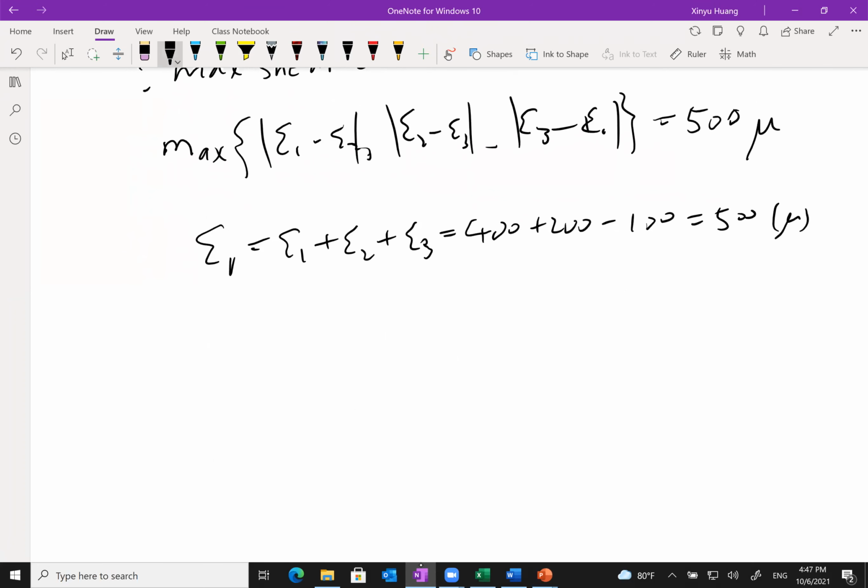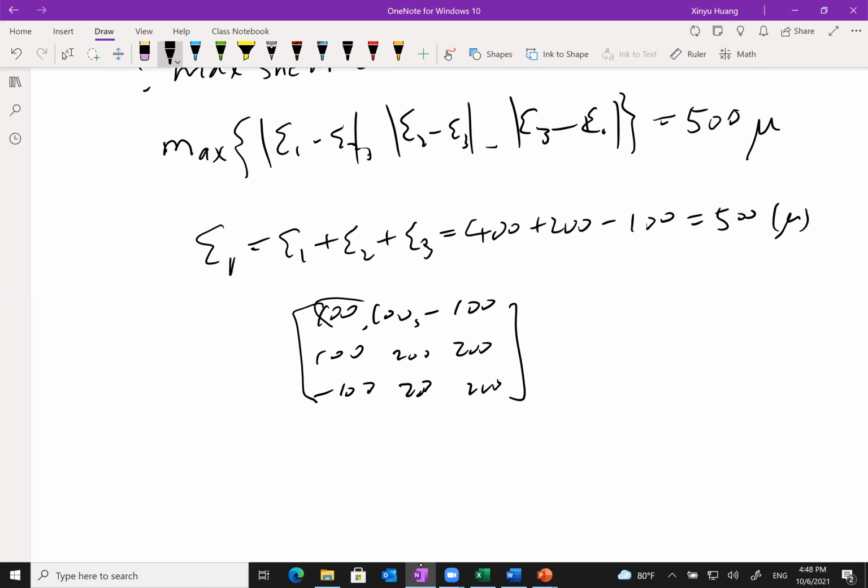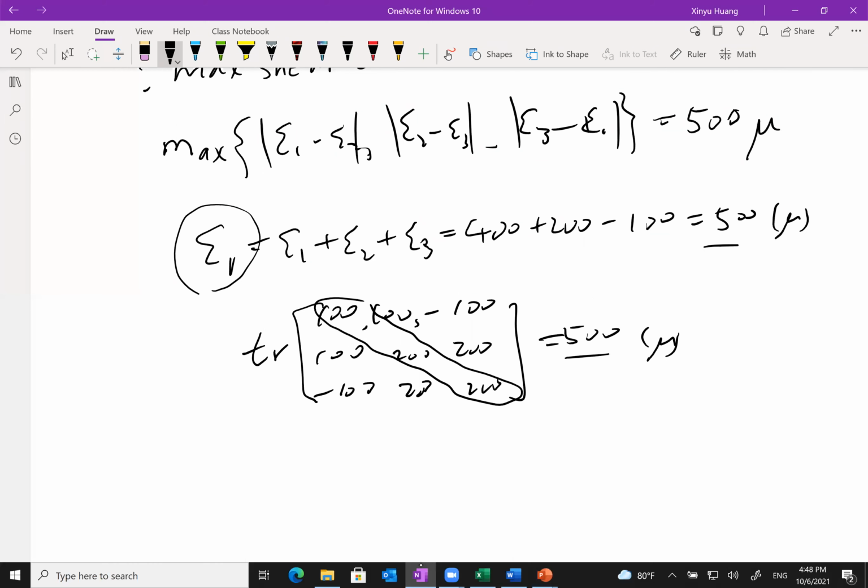Volumetric strain also is the trace of the strain tensor. The strain tensor is 100, minus 100, 100, 200, 200, minus 100, 200, 200. The trace of a tensor is the sum of the diagonals. That also equals 500. So that's the same as this. This is one of the invariants of the matrix. You can cross check. So this E volume should be this. The sum of the 3 principal strains should equal the trace of the matrix.